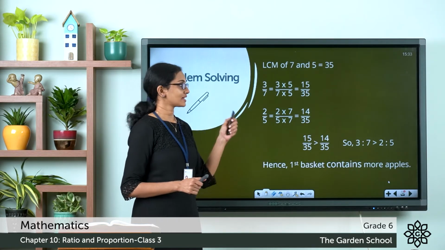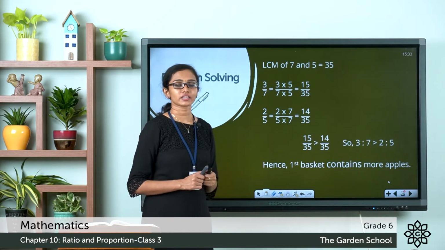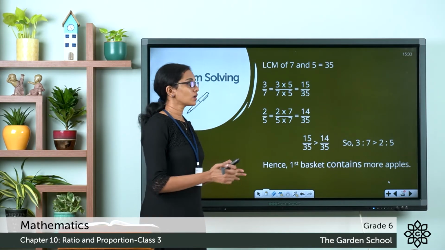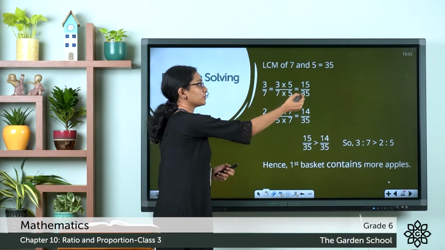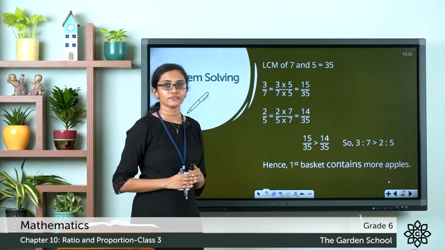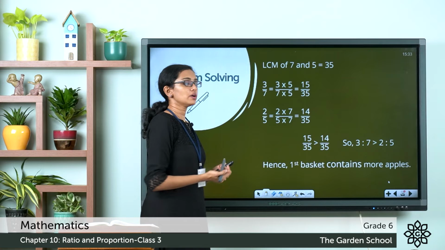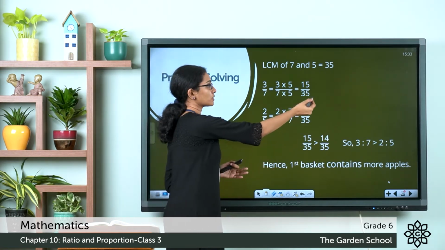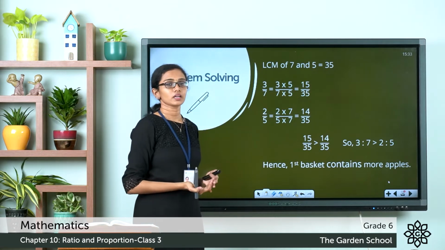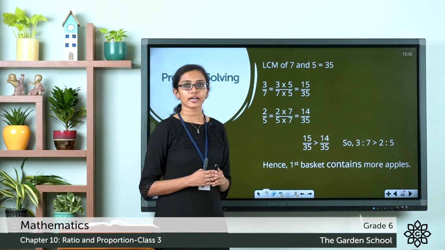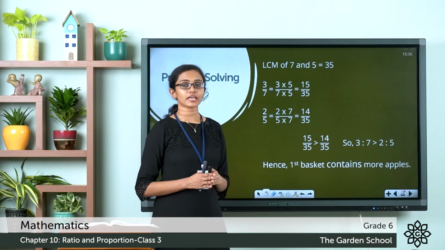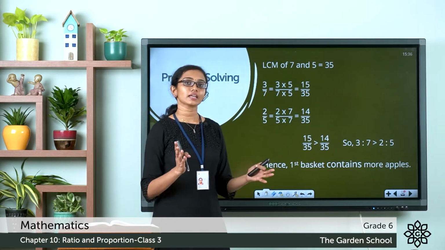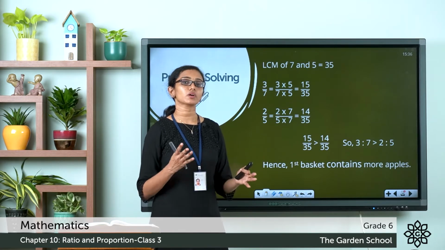So, let us convert the unlike fractions to like fractions. For that, we need to change the denominator to the LCM. So, 3/7 will be equal to 15/35 and 2/5 will be equal to 14/35. See, we have changed the denominator to the LCM. So, we have two like fractions. The denominators are the same. The same denominator indicates that both the baskets contain the same total number of fruits.